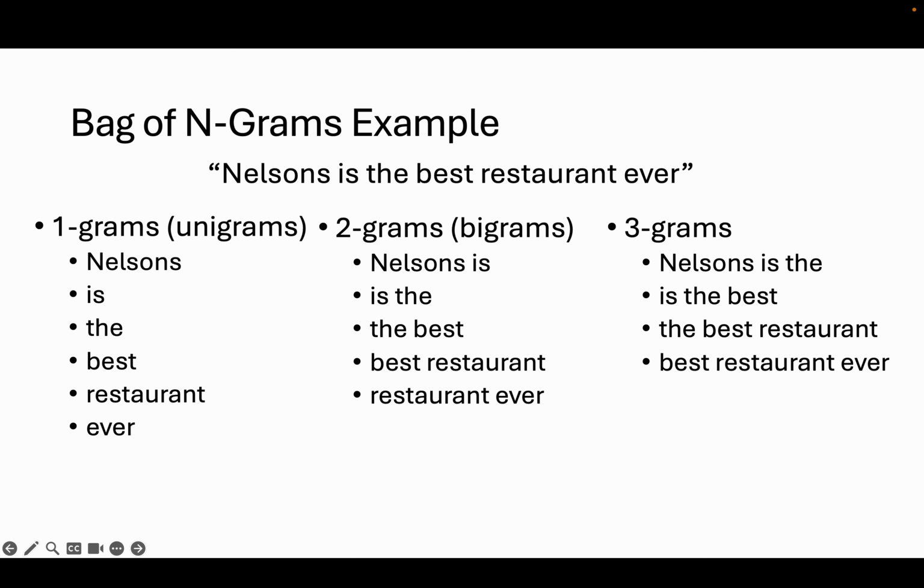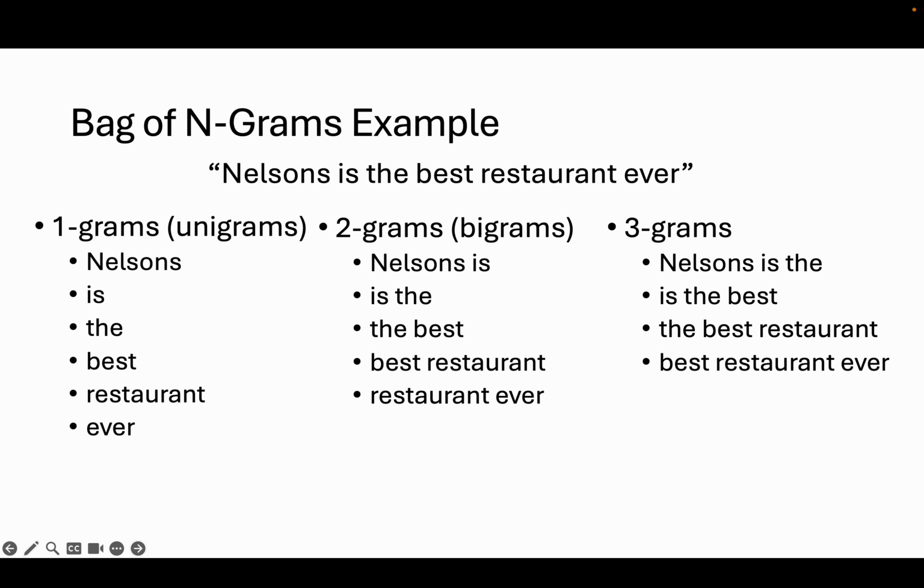2-grams or bigrams use pairs of consecutive words: Nelson's is, is the, the best, best restaurant. And 3-grams or trigrams use triplets of consecutive words: Nelson's is the, is the best, the best restaurant, and best restaurant ever. This breakdown demonstrates how n-grams capture sequences of words, increasing context as the value of n increases.